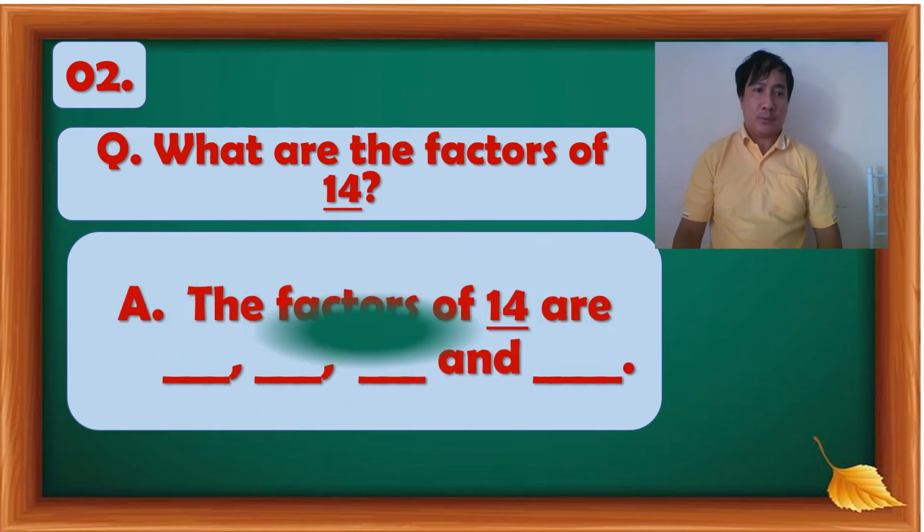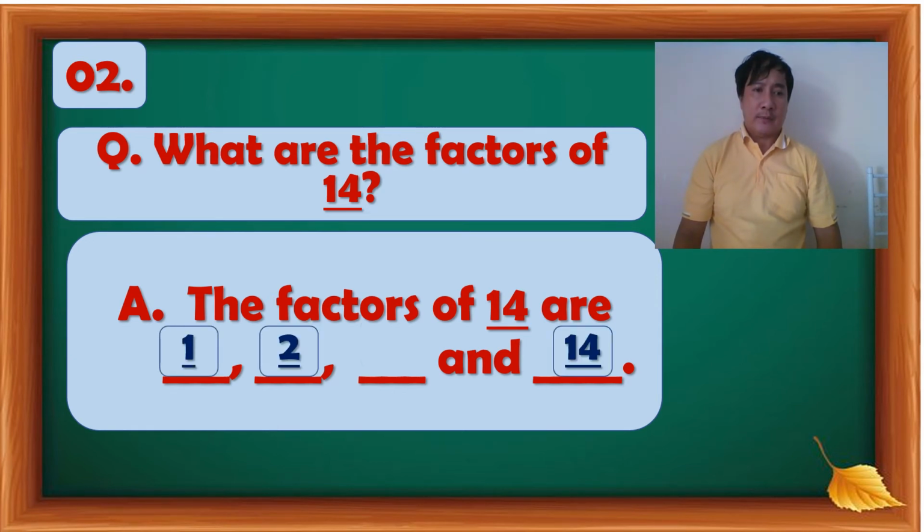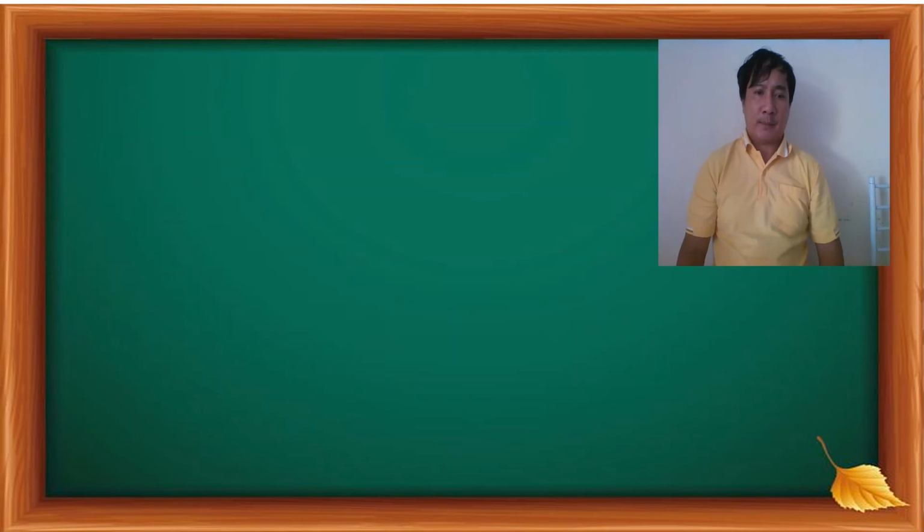Number two, question. What are the factors of 14? Answer. The factors of 14 are blank, blank, blank, and blank. The factors of 14 are 1, 2, 7, and 14.